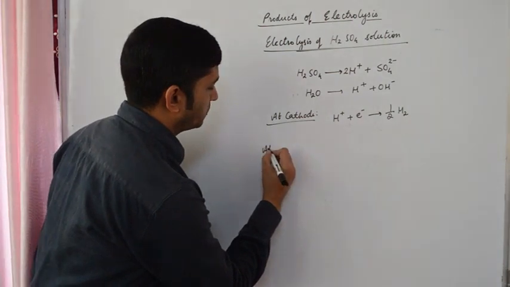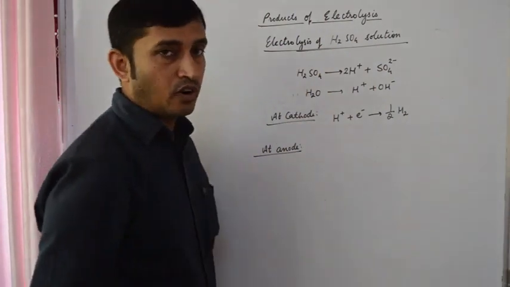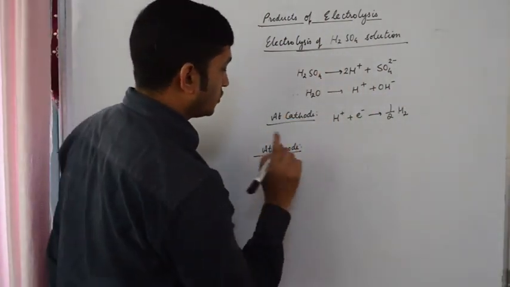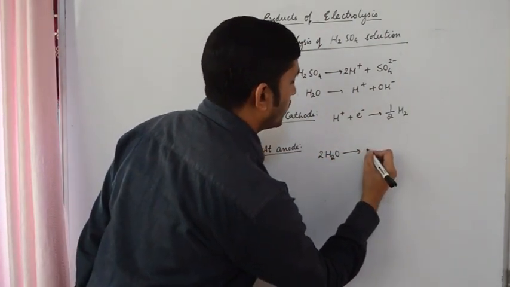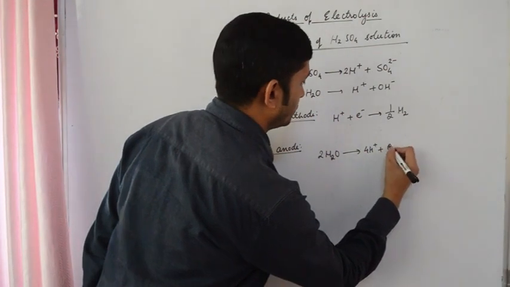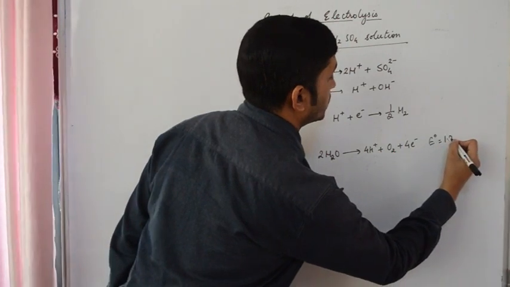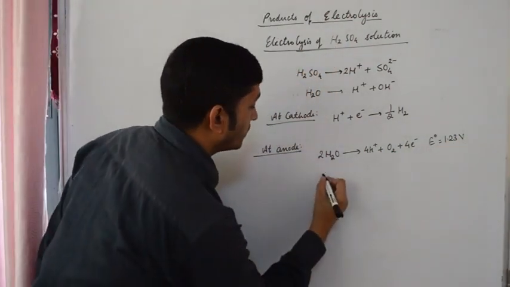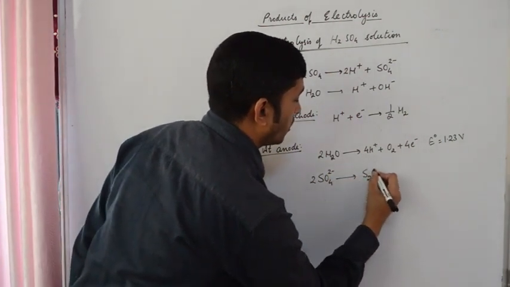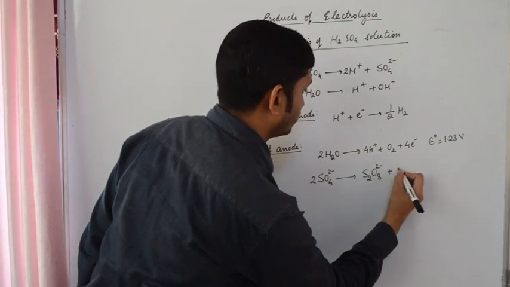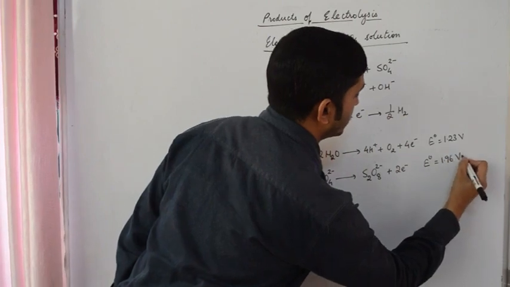But at the anode, again there are two possibilities: either sulfate ion will move or OH ion will move. So here two possibilities are there, either oxidation of water to give oxygen gas, for which the electrode potential is 1.23 volt, or the oxidation of sulfate ion to give peroxodisulfate ion, for which the electrode potential is 1.96 volt.